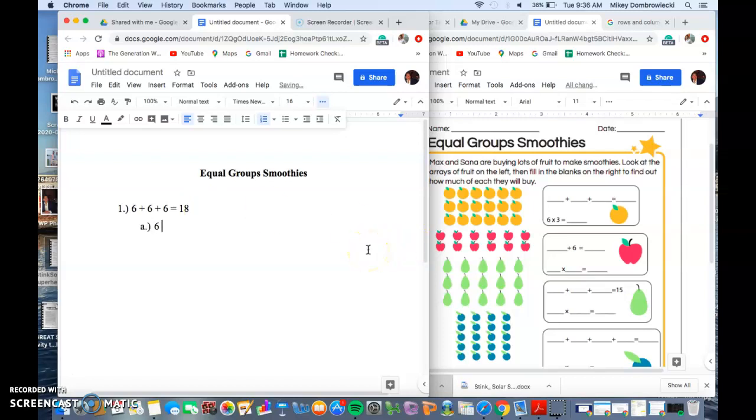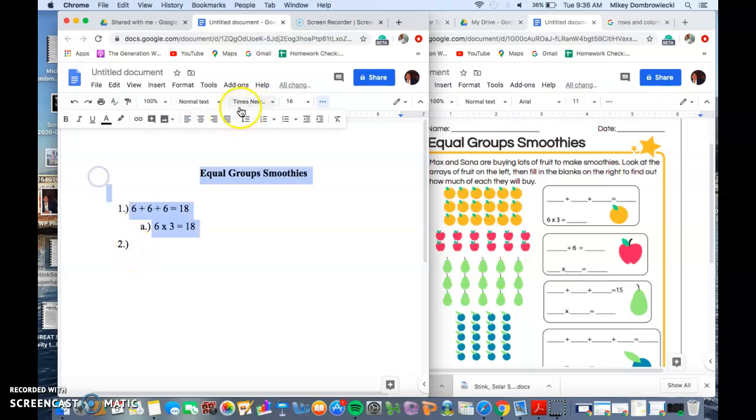So when you do the multiplication, 6 times 3 is basically saying the same thing as 6 plus 6 plus 6, because 6 times 3 just simply means 6 plus 6 plus 6. They're just shortening it and making it in a way that should be quicker for you to get. So we also know 6 times 3 would be what? 18.